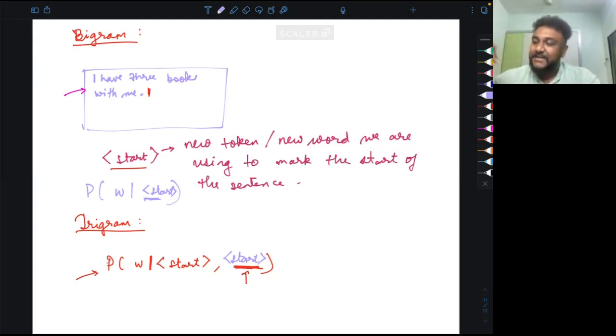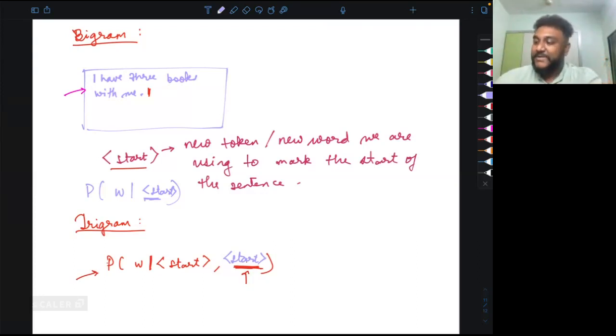Hey, say yes. Who thinks new token? Say no. Which is better? Okay, new token is better? Perfect, right? So generally, putting a new token to indicate that this is the first word is kind of better in the trigram model.